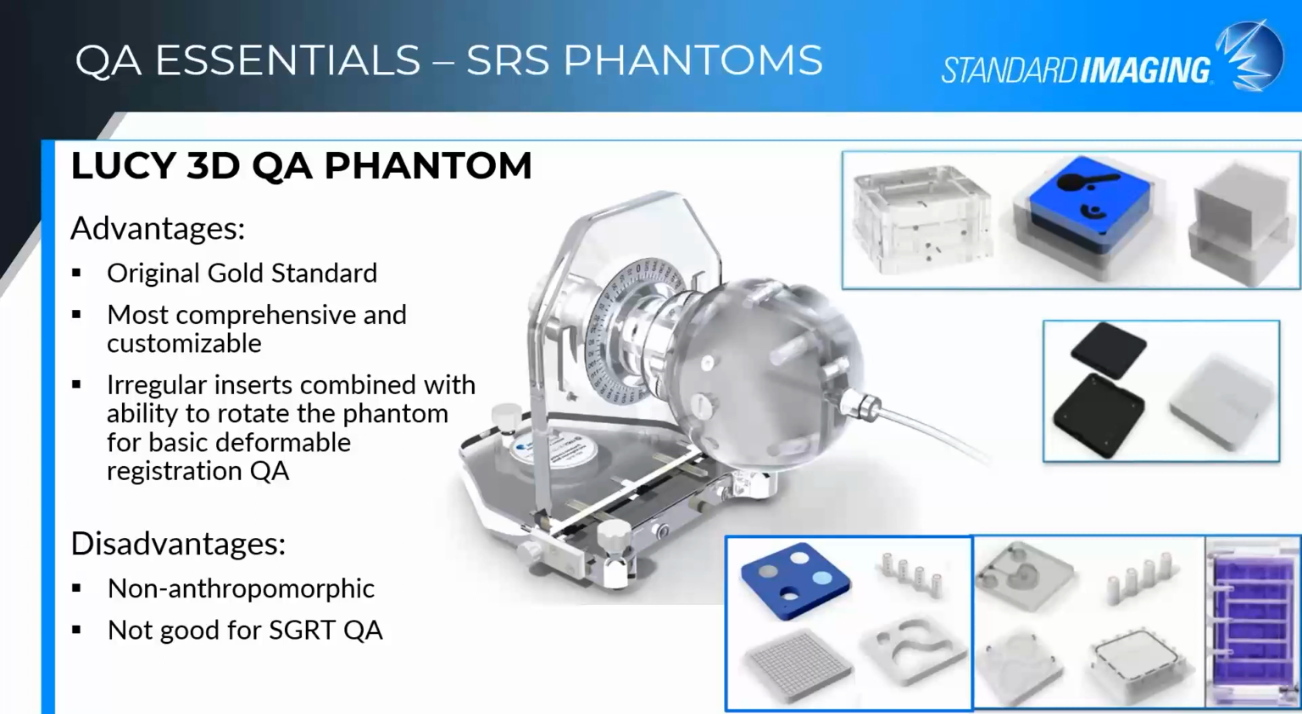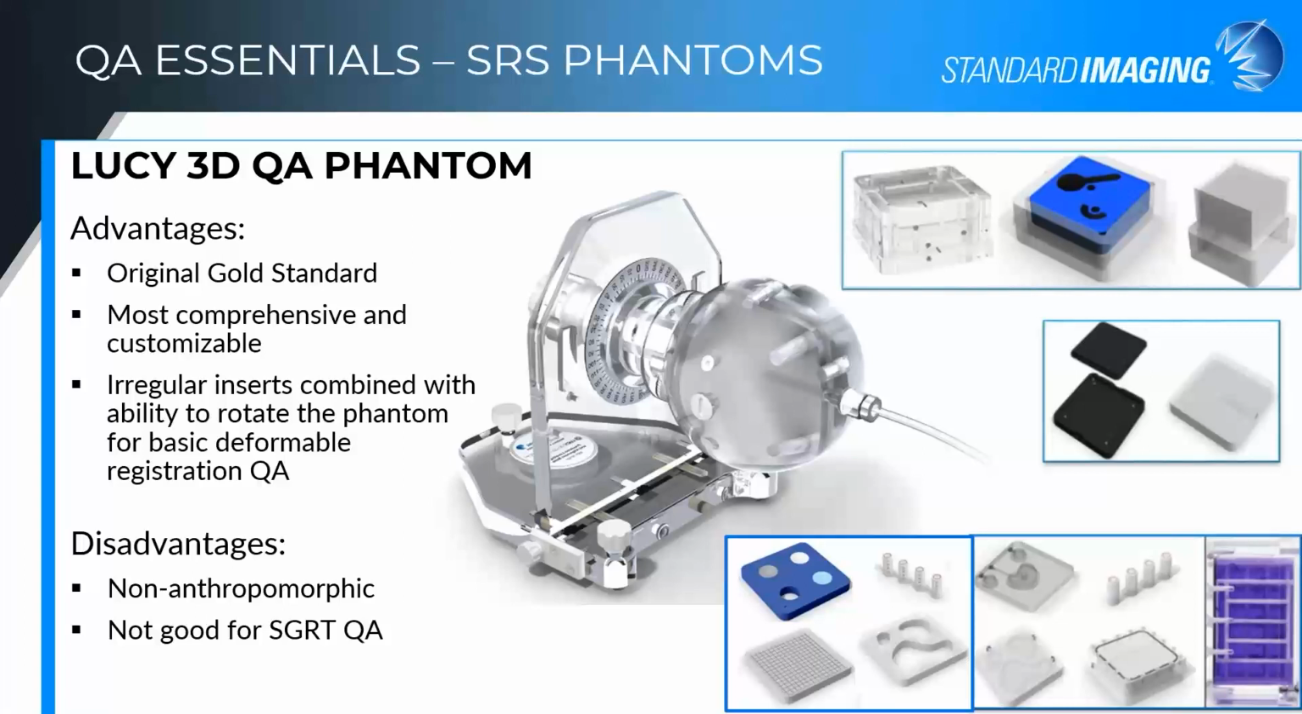One of the things that I really like about our Phantom is that we offer irregular shapes that you see both for CT and MR. And that allows you to be able to do a bit of basic deformable registration QA. Because the Phantom is on a stand that is rotatable 360 degrees, you can shift that shape both position-wise, and it changes its shape if you rotate the Phantom 90 degrees to be able to do some of that deformable registration QA.